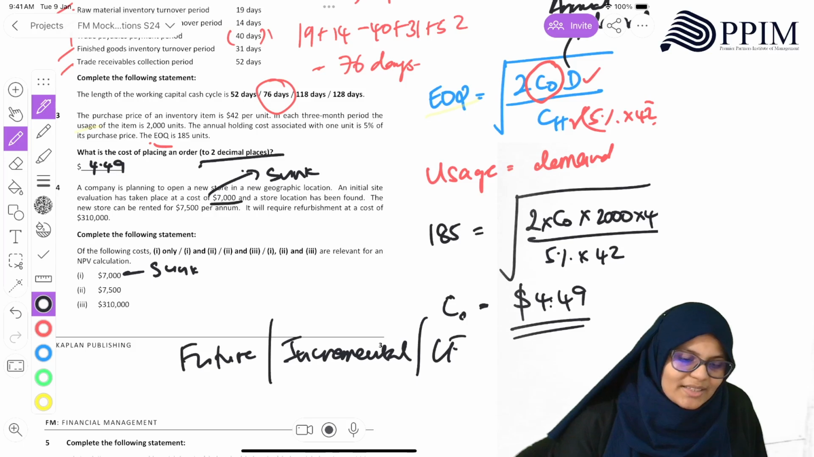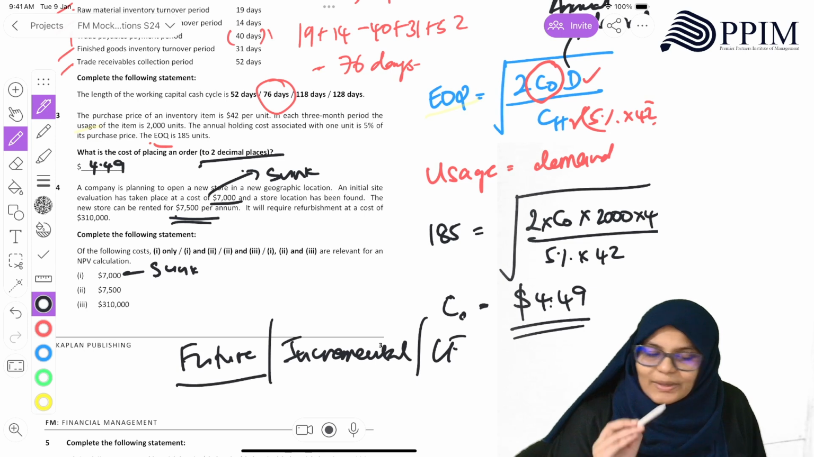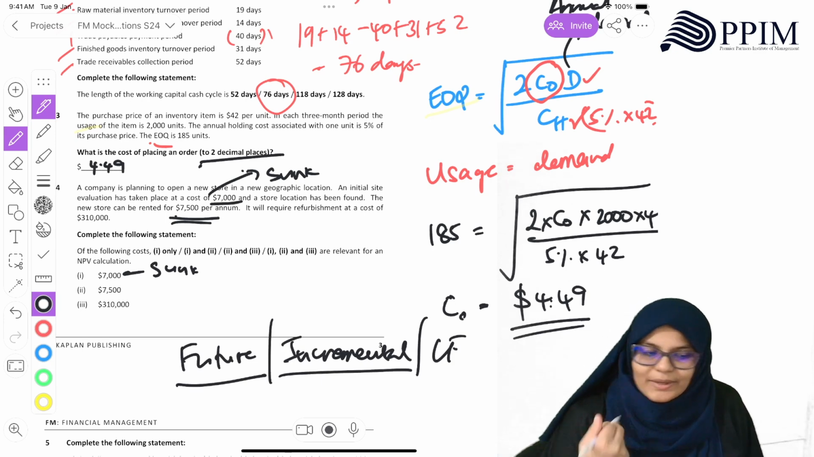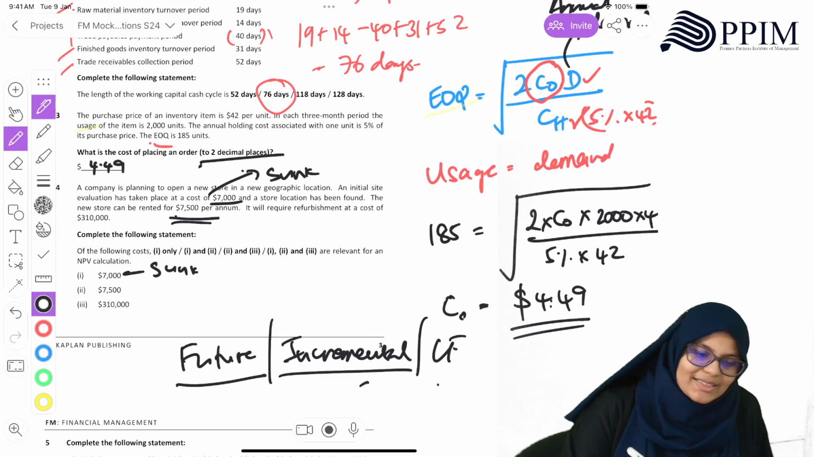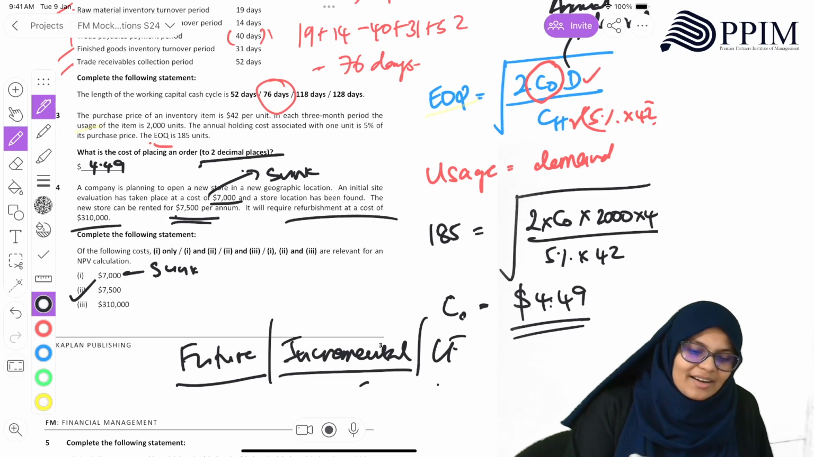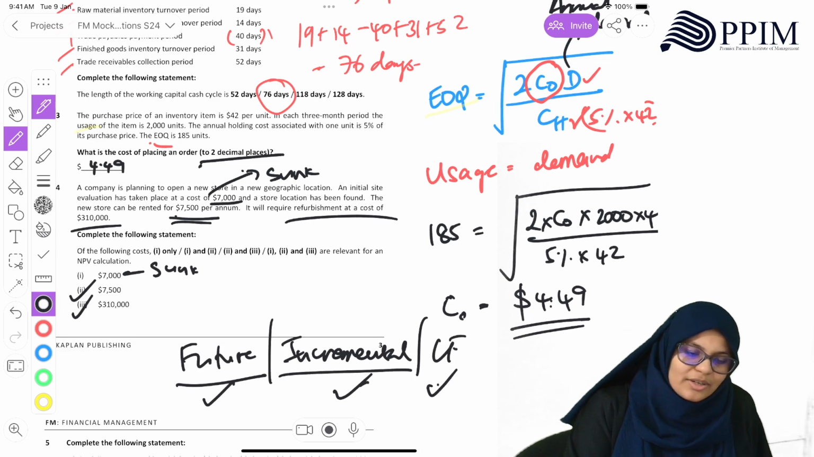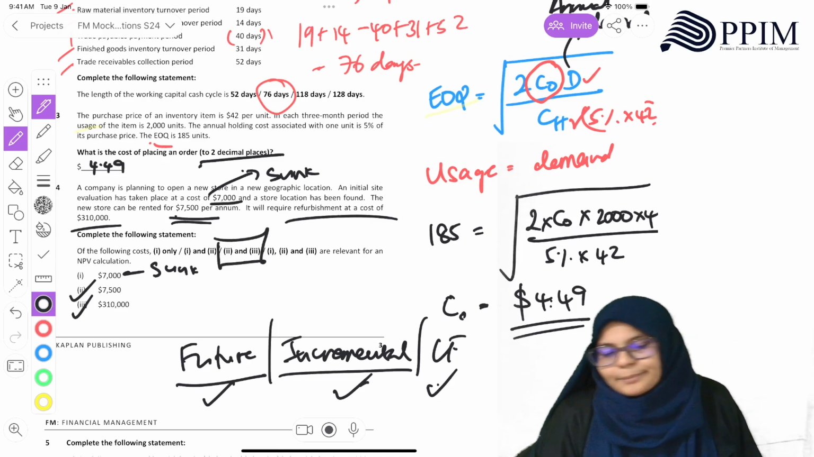So if you look at the 7,500, it is the rent cost. So definitely something that you will incur in the future. Is it incremental? Incremental means will you incur this only if you go for the new shop? That is true. If you don't go and rent the new building, you don't have to pay 7,500, no. So it is incremental and it is a cash flow as well. So yes, 7,500 is relevant. And then they're saying there is a refurbishment of 310,000. Again, it is future, incremental. It is a cash flow as well. So that is also relevant. So 2 and 3 should be the answer. Okay.